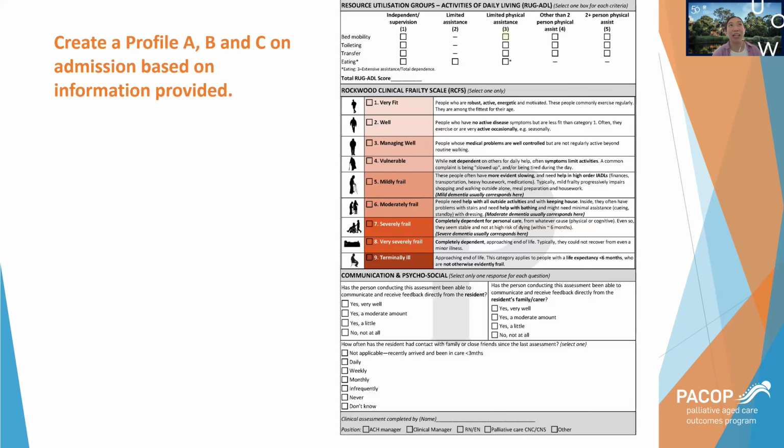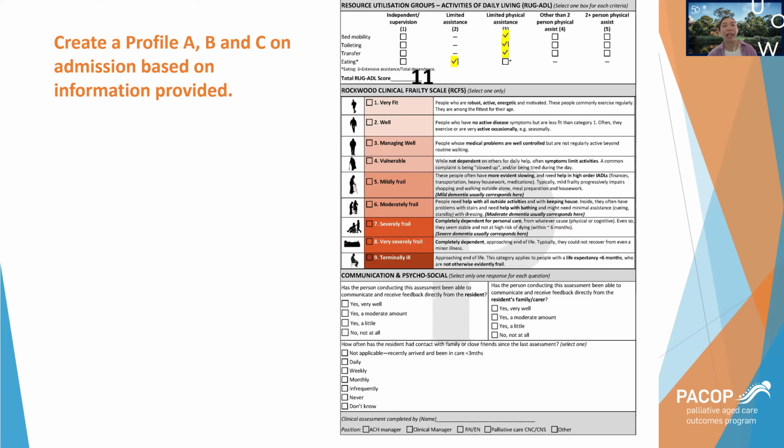Now then, we look at his RUG ADL. He needs 1 assist for his bed mobility, 1 assist for his toileting, 1 assist for transfer and eating. We prepare the cooking for him and cut it up for him so then it's ready to go. So the total score for his RUG ADL is 11 when I did his initial assessment.